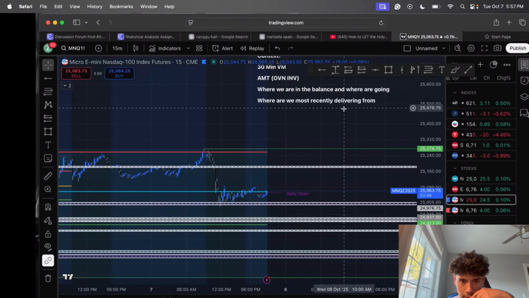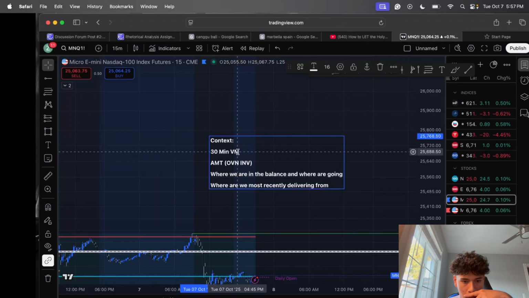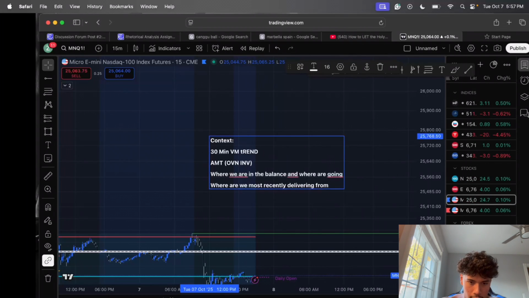So here it is right here again. 30-minute value migration, so VM, that's just another word for trend. What's the 30-minute trend? Overnight inventory, are we bullish, bearish? Mark out OVN high and low and midnight open.